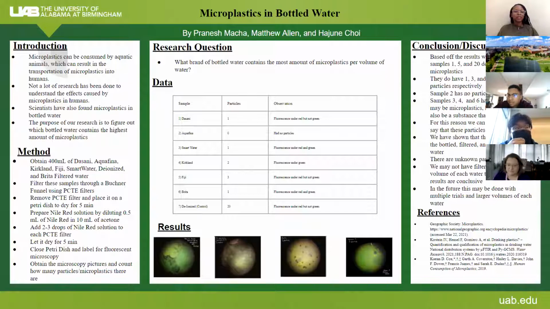Any more questions? One more thing. The deionized water, did you get it from a tap from the Birmingham area, or where? So in our lab, we were in a chemistry lab here at UAB.